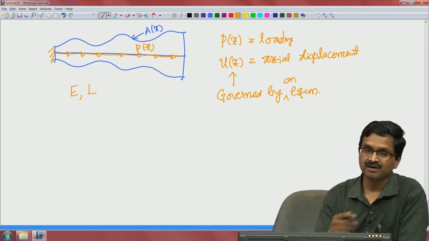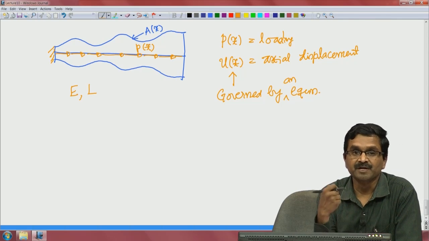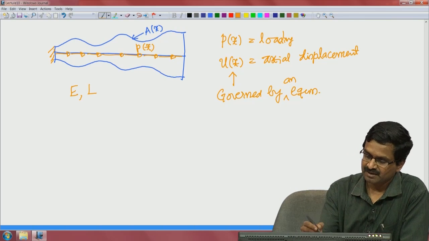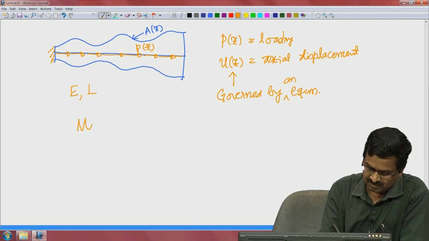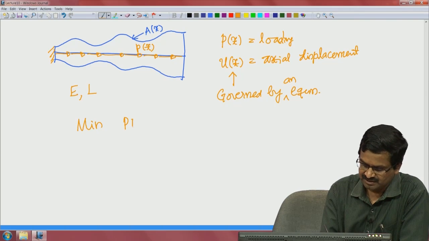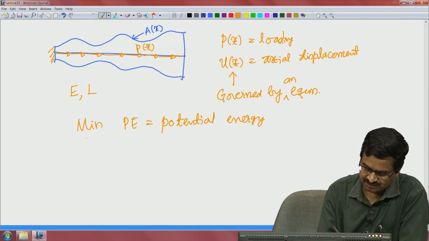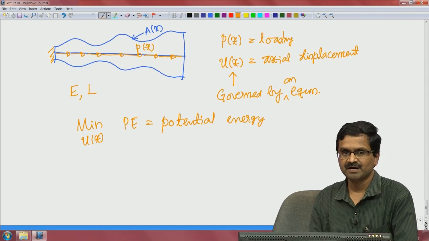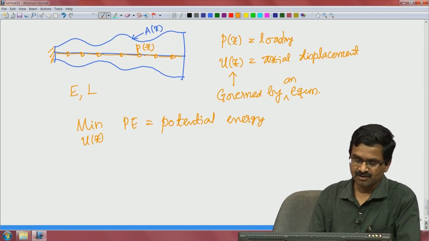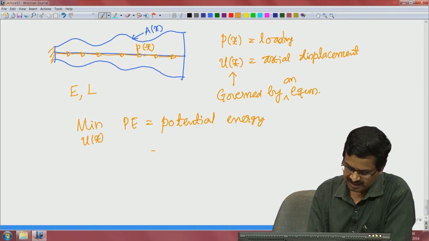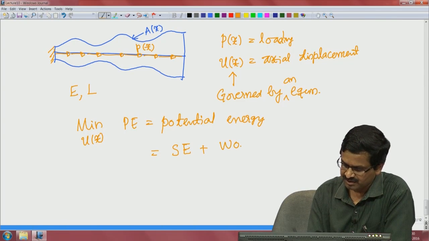In order to find that, we can go back to our minimization of potential energy. Okay. So, for that I would say minimize potential energy. Let us define what it is now. We have to minimize this potential energy, which is with respect to that u of x, of all possible u of x, it is going to take a particular u of x which will minimize potential energy, that is strain energy plus work potential.